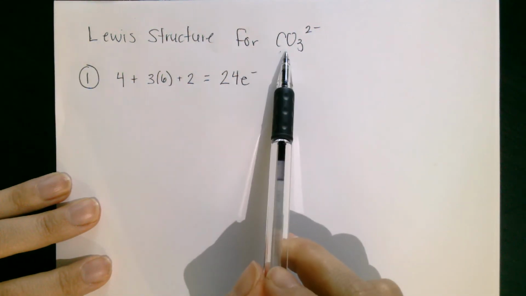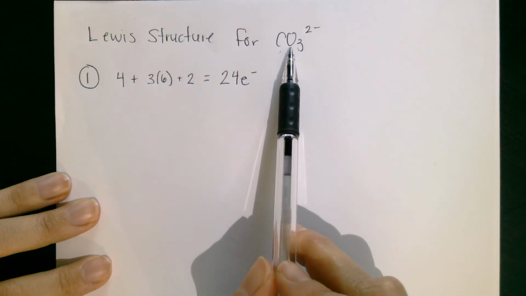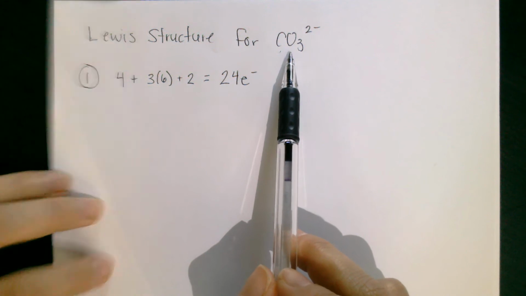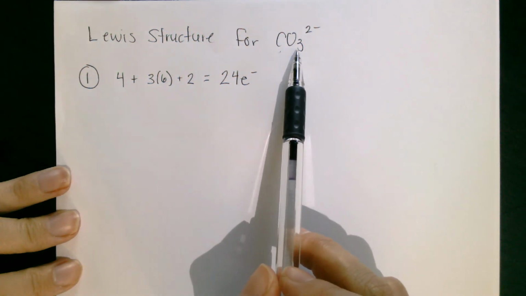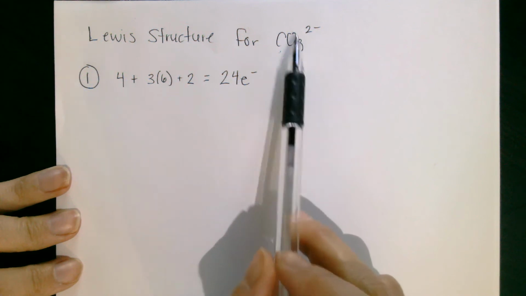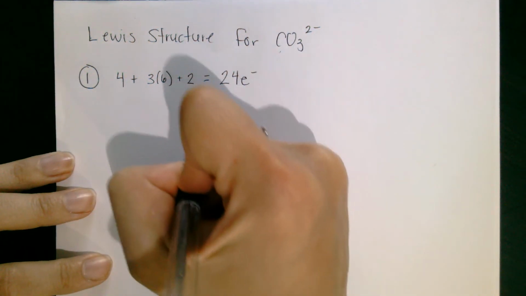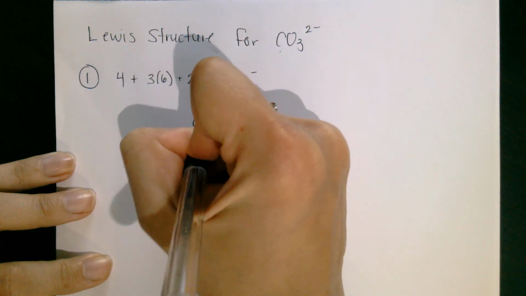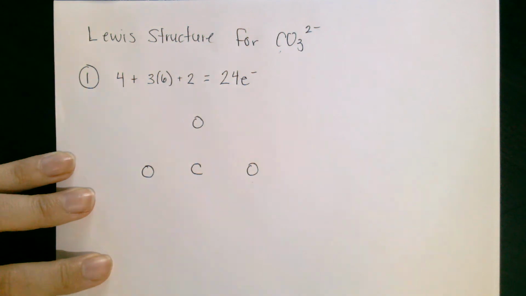Okay, so oxygens tend to not bond to other oxygens. It's not something that is preferred for oxygen, especially if it has an oxidation number that's not 0. So we're going to separate out these oxygens. We're going to put the carbon in the center. So we'll have our carbon, have an oxygen, and an oxygen.